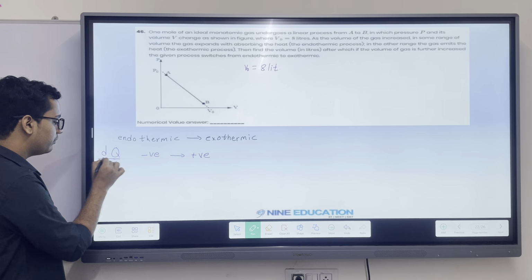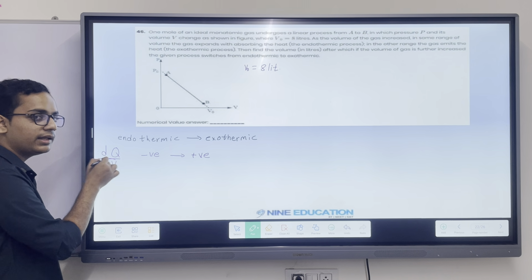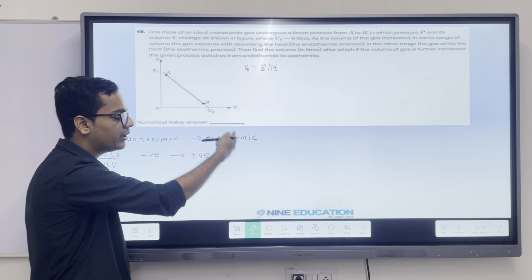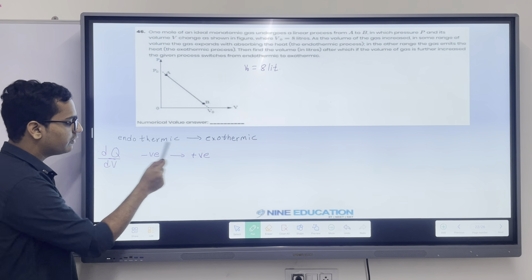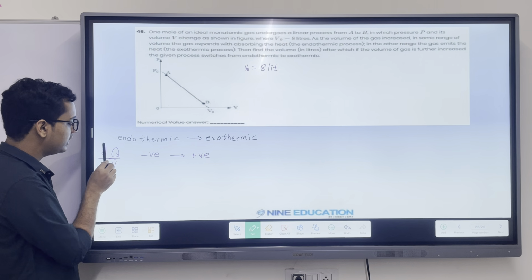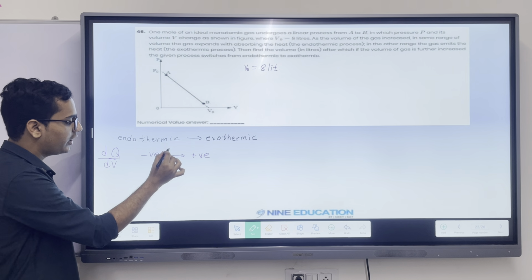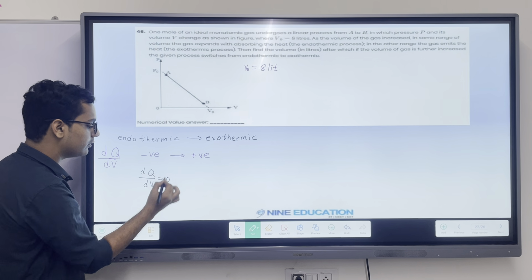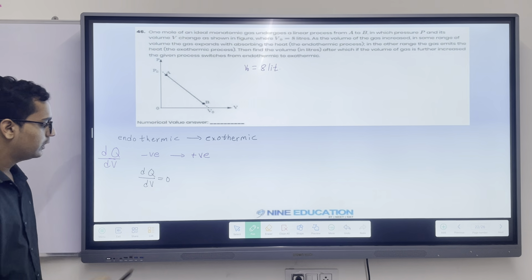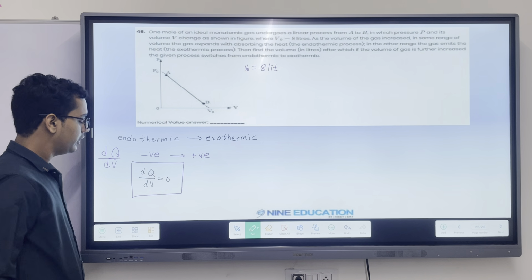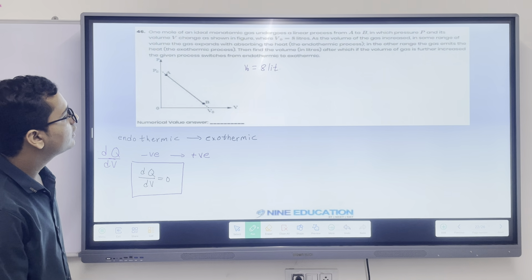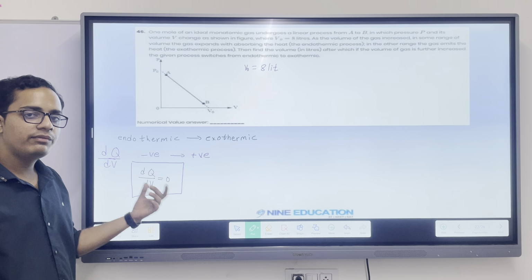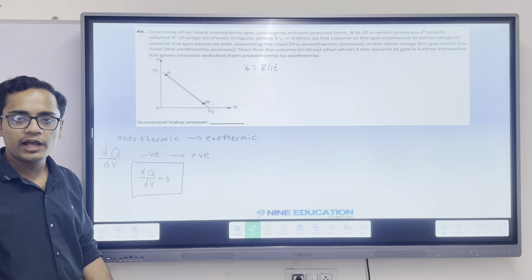So basically, for the given volume, if the change in heat is going from negative to positive, then we will say the reaction is going from endothermic to exothermic. So when this term is going from negative to positive, in between this, the dq by dv is going to be zero. Okay. So this is all you need to find the answer of this question. At what volume is dq by dv zero? That is what I have to calculate.